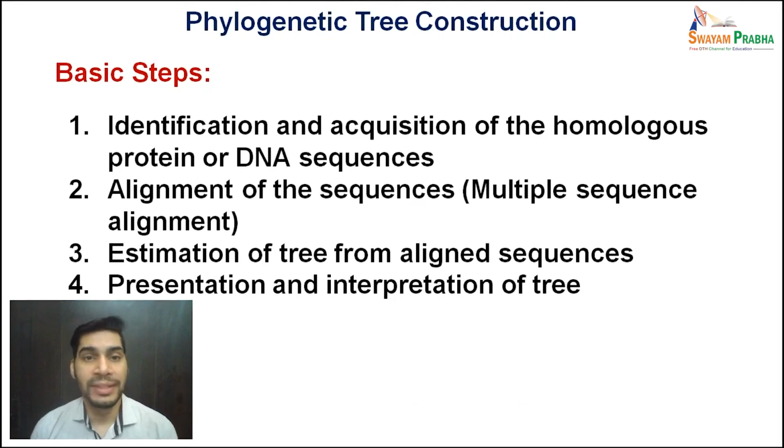Now let us move to the construction part of the phylogenetic tree, when we have got a brief idea about what are the types of trees, how do we interpret the trees, what are the terminologies that we use. Based on that, now let's move forward to how we construct the trees. Now there are 4 basic steps for construction of any type of phylogenetic tree.